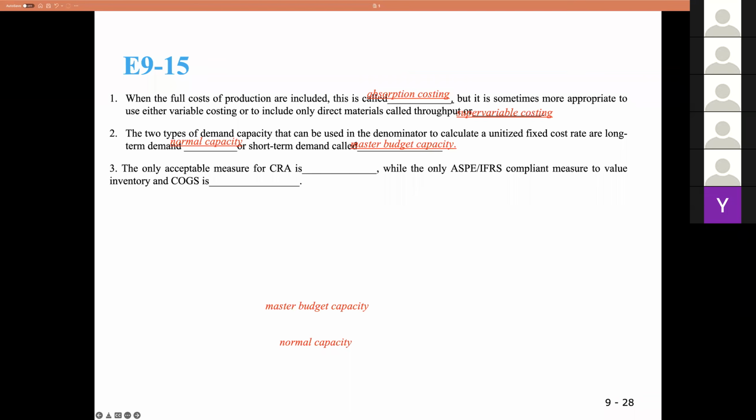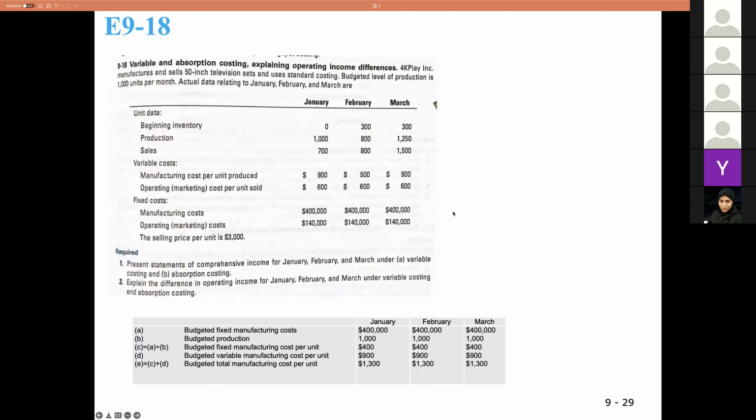Roger? I think the first one is master budget capacity. Yeah. Okay. And the first one is the master, right? Okay, good. So that's done. We only have one more question left. Okay. So that's the question.